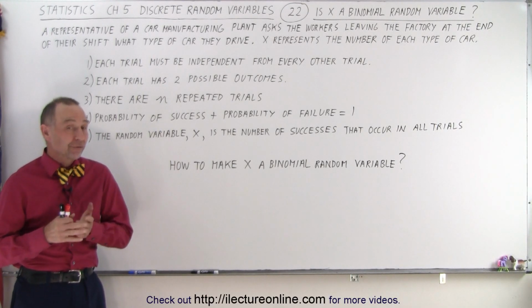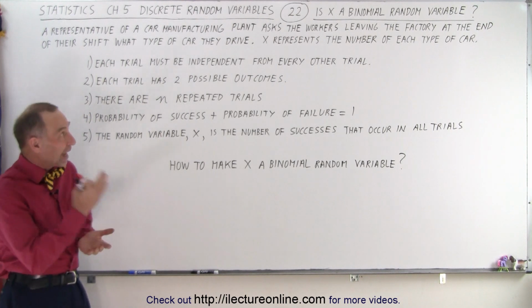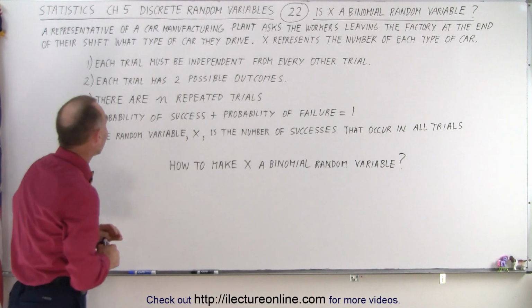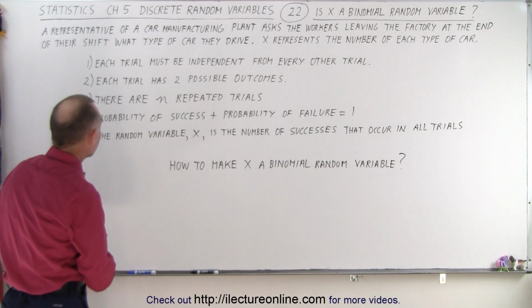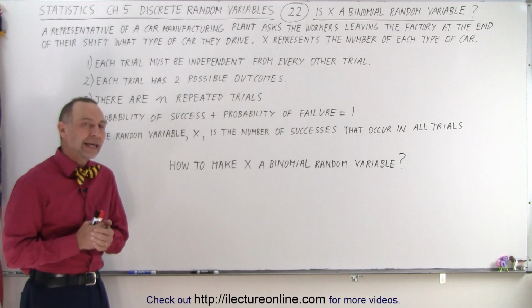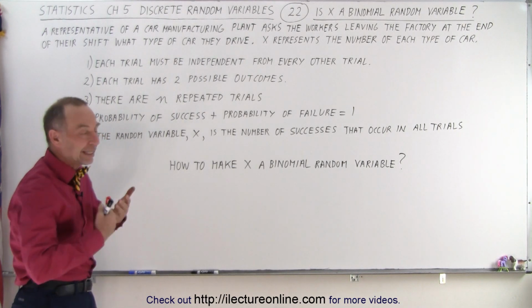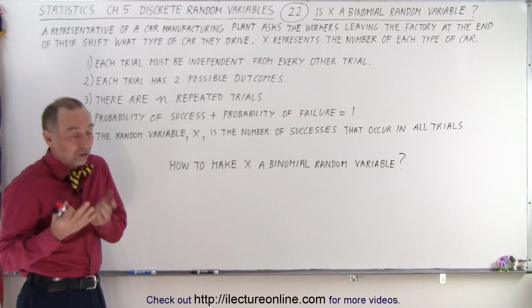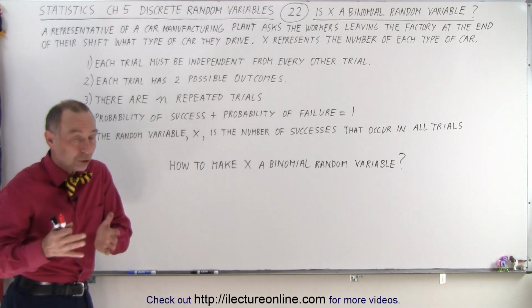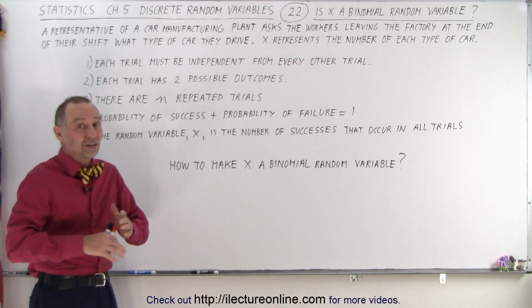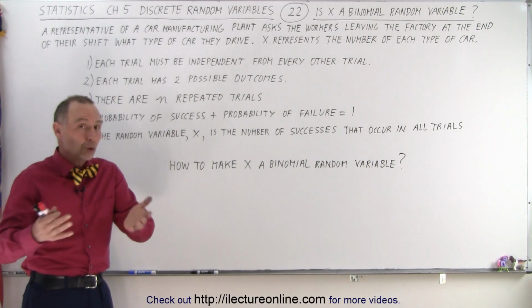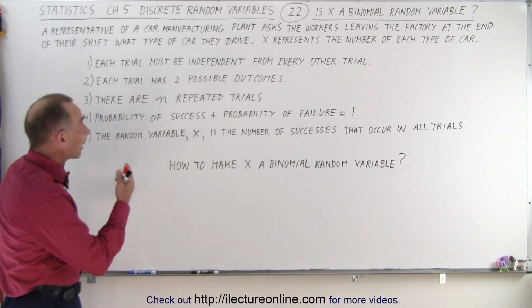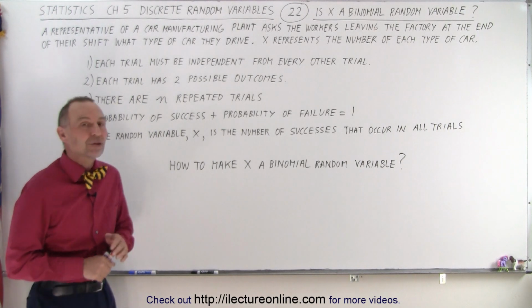How do we decide that the variable that we're working with is actually a binomial random variable? So let's take this example. Let's say that we have a representative of a car manufacturing plant and they ask all the employees when they leave at the end of their shift what type of car they drive, because they're interested to see how many of their employees drive the same kind of car as what they manufacture. Let's say it's a General Motors plant or a Ford plant or a Toyota plant or a Mazda plant, whatever it may be. And so they're going to let X represent the number of each type of car.